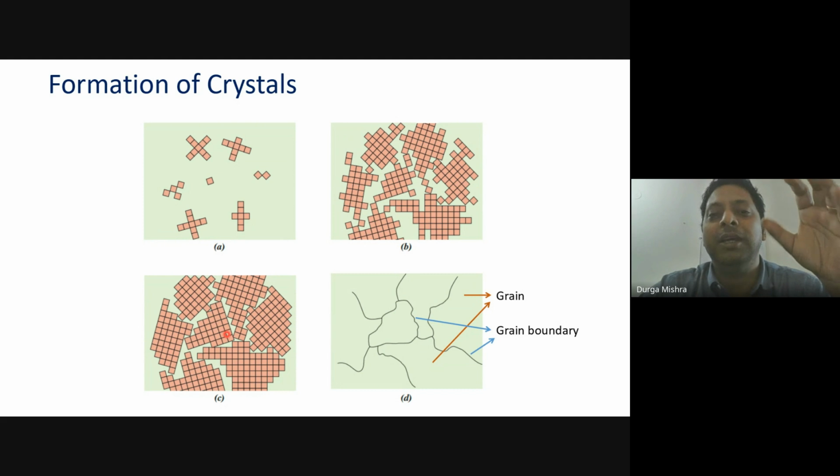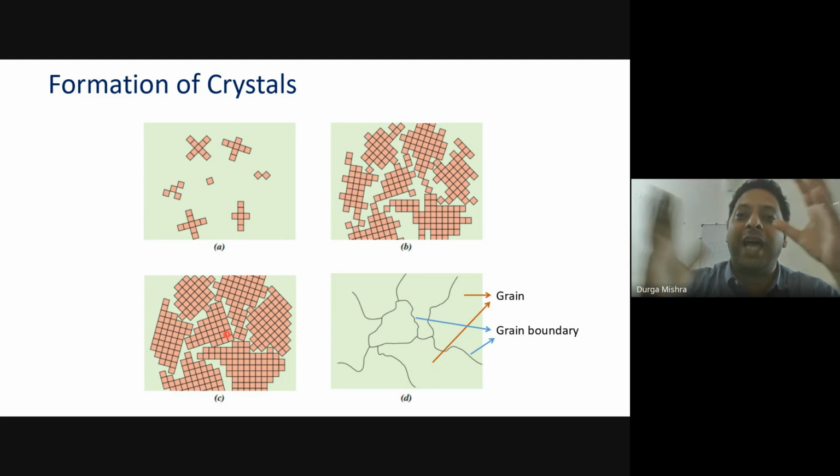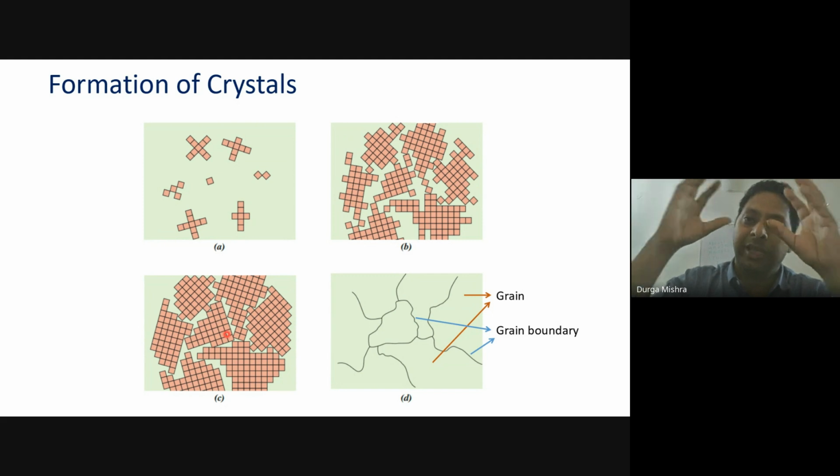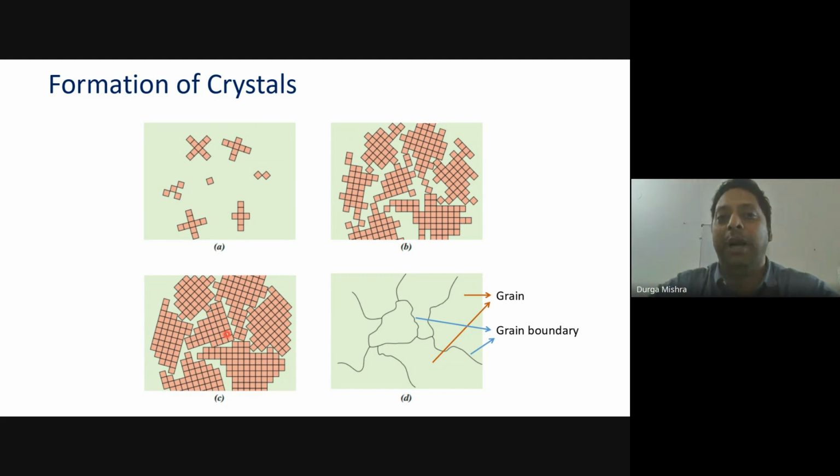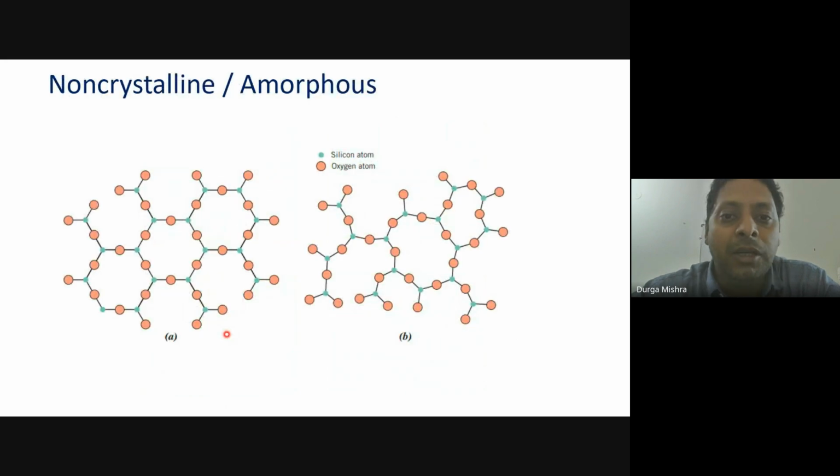So in this way, you just don't allow the atoms to move or rearrange. They will just freeze wherever they are, and that will form an amorphous material. And that is how glass is formed. This is formed by quenching. So you get amorphous material by that. This is an example of this non-crystalline or amorphous phase.